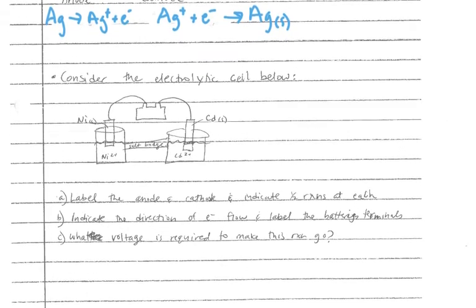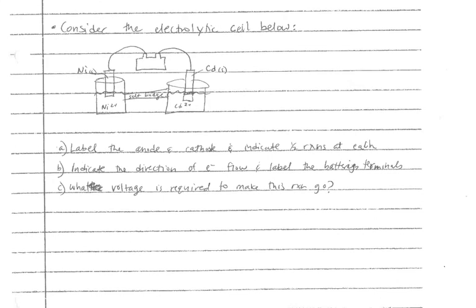Okay, so let's do a practice problem. Consider the electrolytic cell below. We have 2 cells and we've got a battery. So we're told what the components are, but we need to label the anode and the cathode, and indicate the half reactions at each. So we need to figure out which one is going to be reduced and which one's going to be oxidized. So let's start with that.